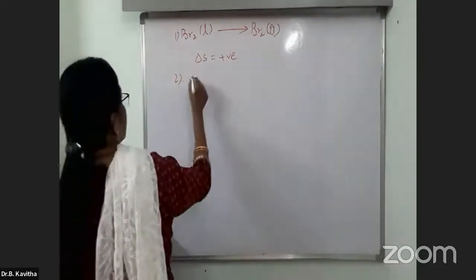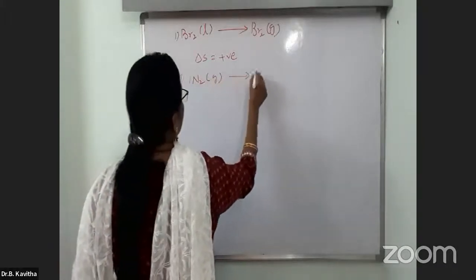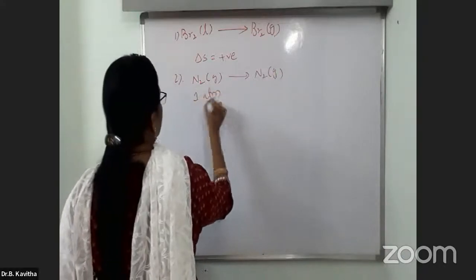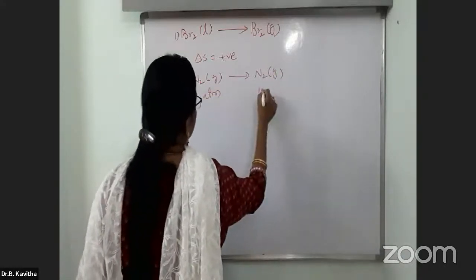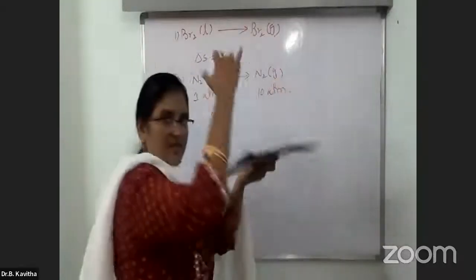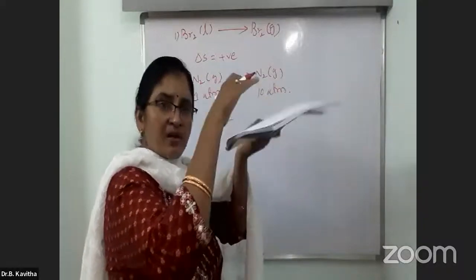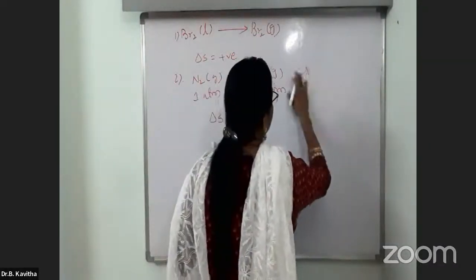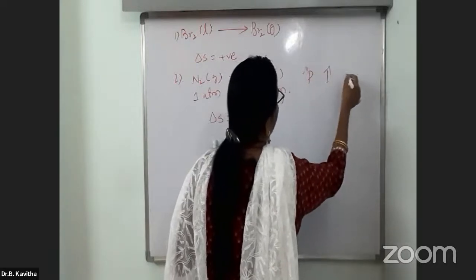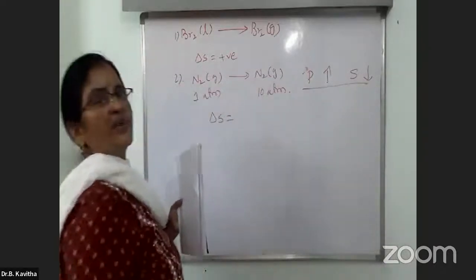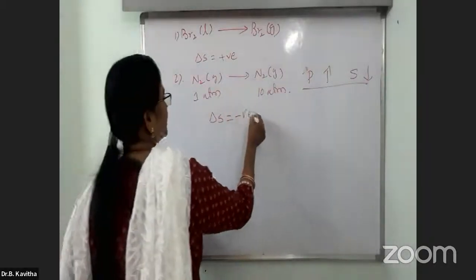The second one: nitrogen gas is converted into nitrogen gas at that only, but the pressure is different here. It is kept at 1 atmosphere, and this is kept at 10 atmosphere. What about delta S? Decreases. Very good, because as the pressure is increased, molecules come closer to one another. Remember, when pressure increases, entropy decreases. Delta S becomes negative.